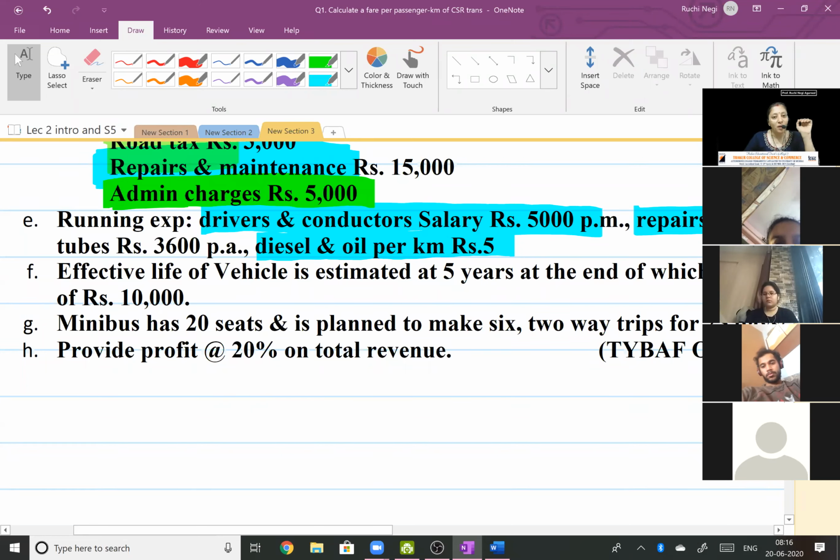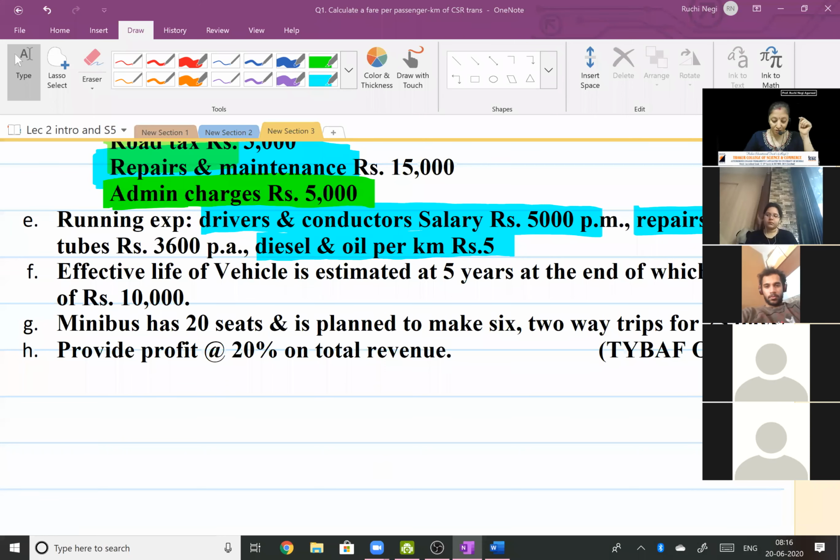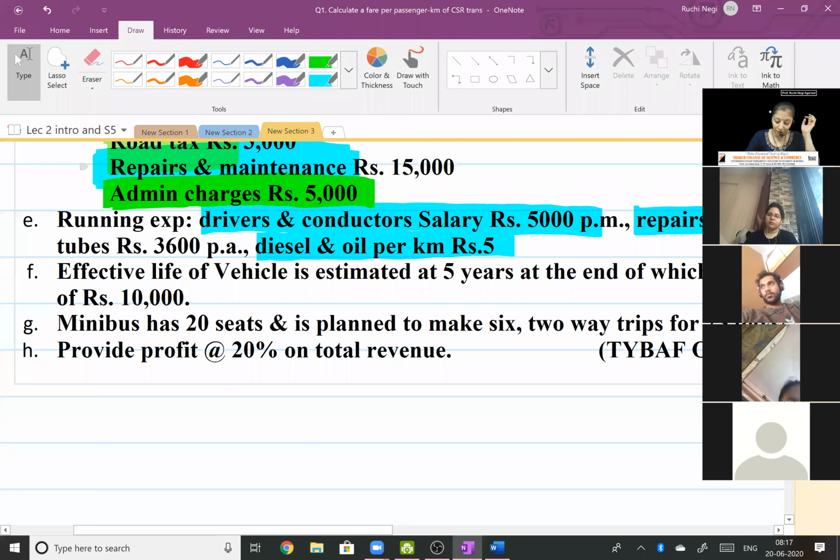My question to you all is, in this sum, depreciation is which cost, whether it is fixed or variable? Put the answers in the chat box. Okay, so you guys are writing variable. No dear, the answer is a fixed cost. In this question, depreciation is a fixed cost. Ashutosh gave it right, Shreya gave it right.